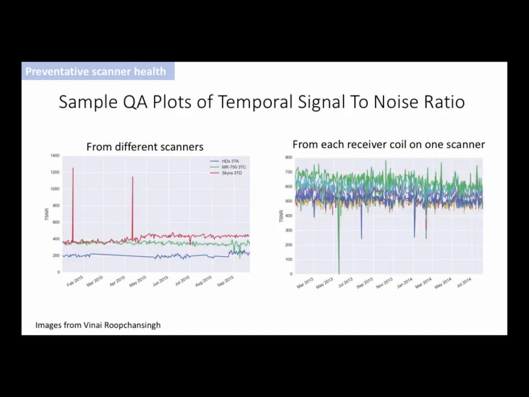So as an example of what the QA scans look like, this left plot is temporal signal to noise, which is essentially the mean of your data divided by the standard deviation of your data. So for a jug of oil, you don't expect your signal to change over time. So essentially, the larger the mean is versus the standard deviation, the better temporal signal to noise you have.